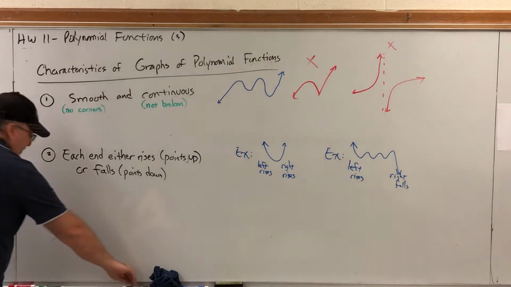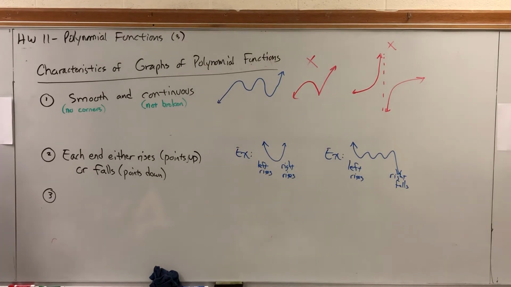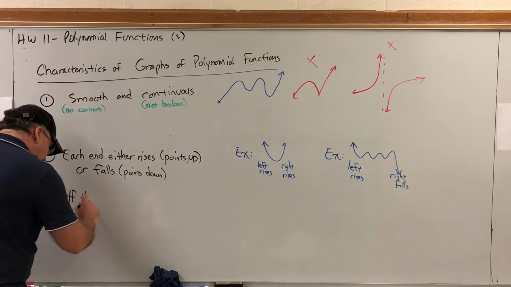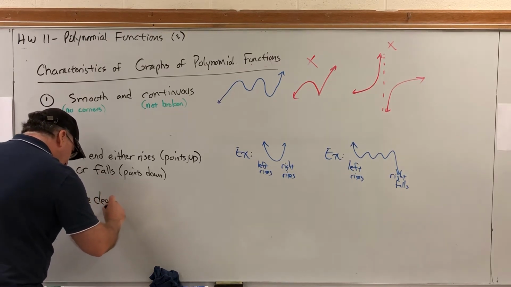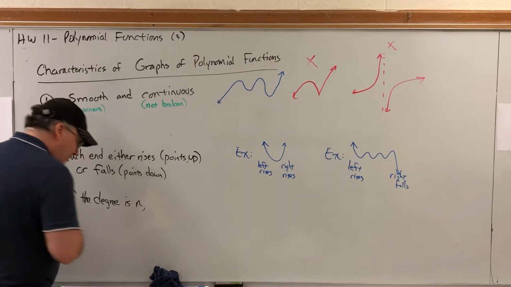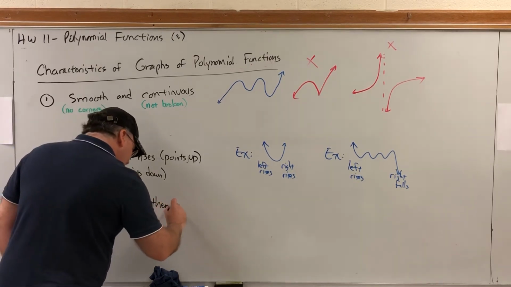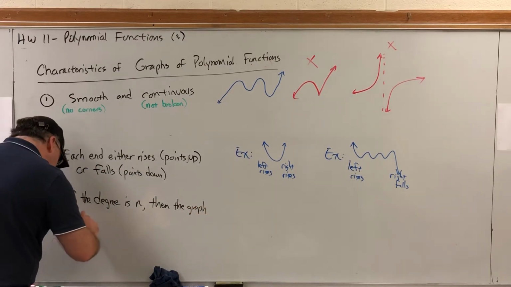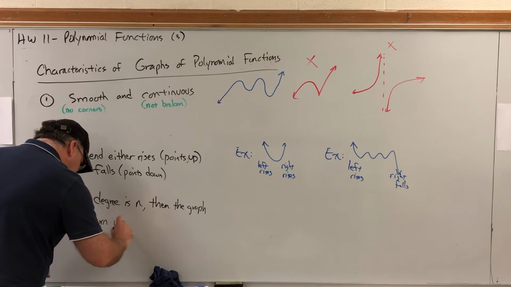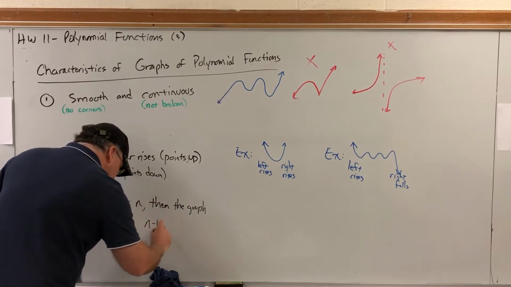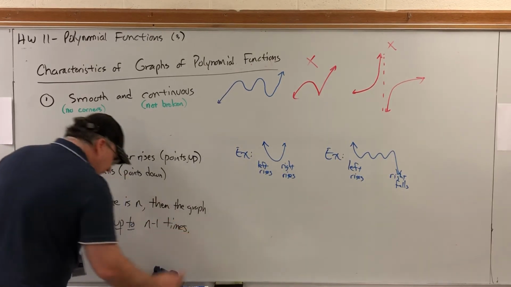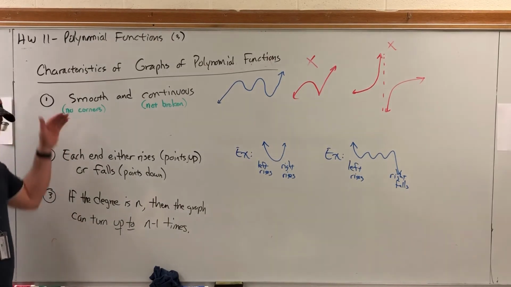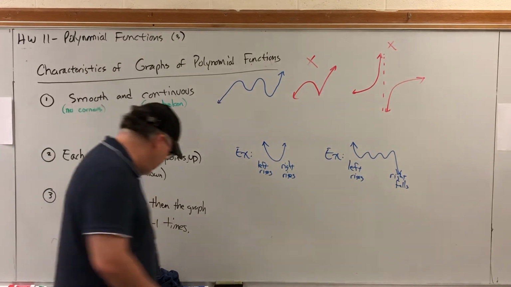And the third characteristic of polynomial functions is called turning points. If the degree is n, then the graph can turn up to n minus 1 times. So whatever the highest power is, if you subtract 1, that's the most number of times that the graph can change directions.